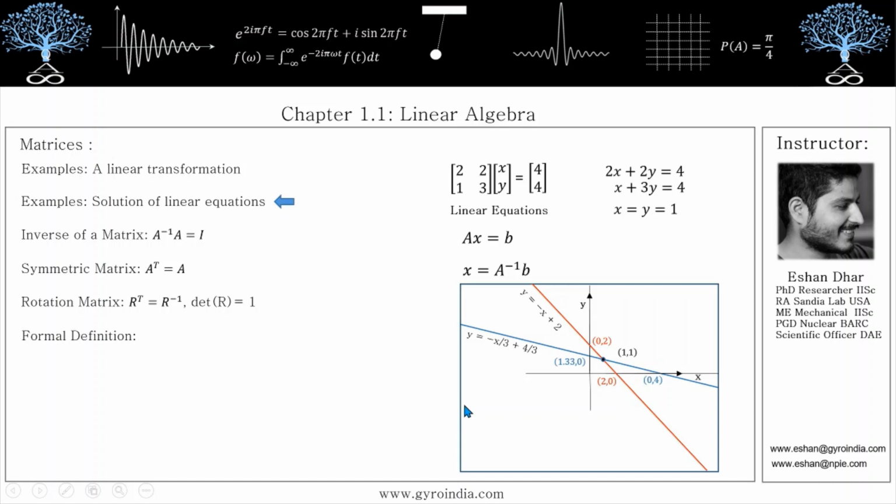For the matrix picture, we can observe that both column vectors of this matrix are mutually independent, and hence a solution exists. If these had equal slopes, then we would have these lines parallel to each other, and there would have been two observations. The determinant of this matrix would have been 0, and either no solution or infinitely many solutions would have existed if these two lines overlapped each other.